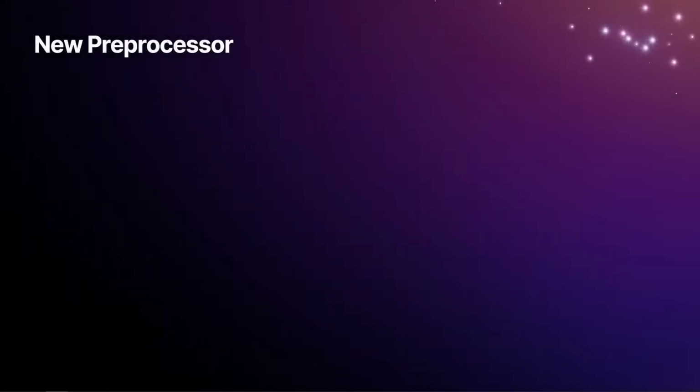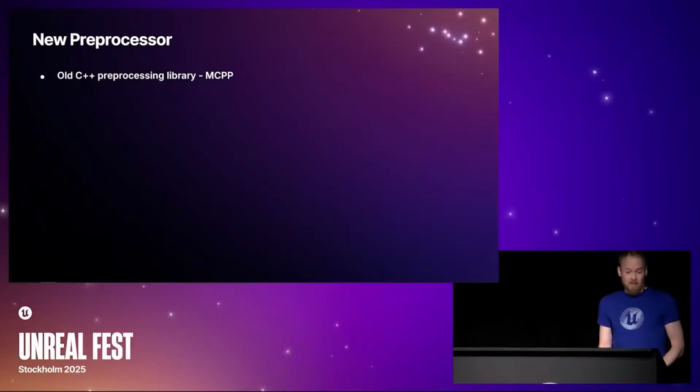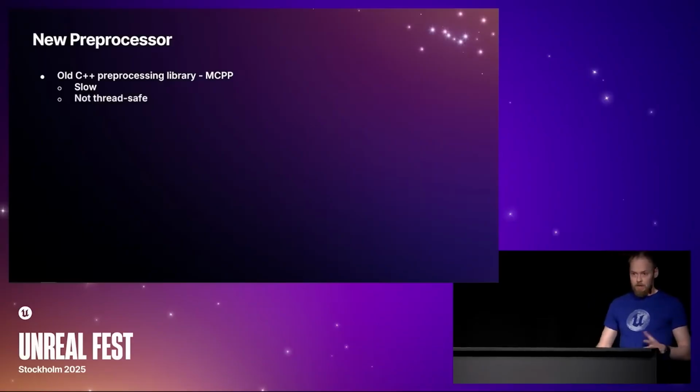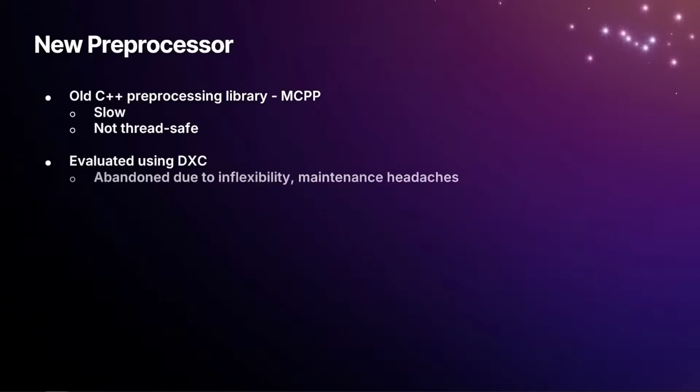So next, we actually revisited our preprocessing library as well. In 5.1 and earlier, we were relying on MCPP, which is a really old, mid-2000s C++ library, to preprocess all our shaders, but it's not really maintained, not owned by anybody. Quite slow. We profiled it, compared it against DXC's preprocessor, and found it was almost twice as slow. It also wasn't thread safe, so we always had to run preprocessing in our separate shader compile worker executable process in order to parallelize.